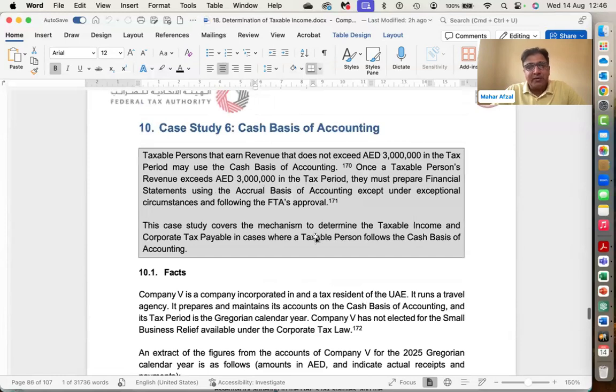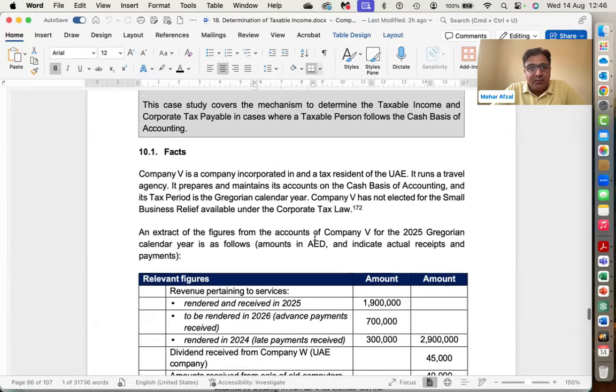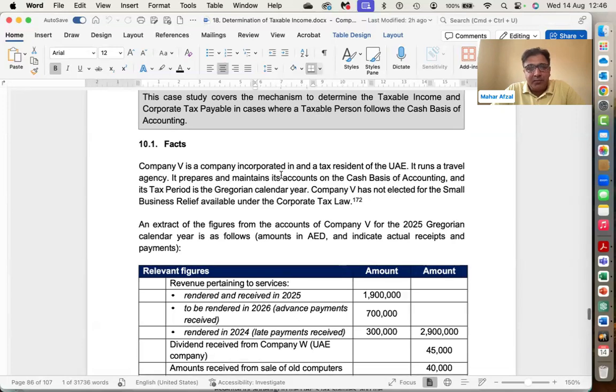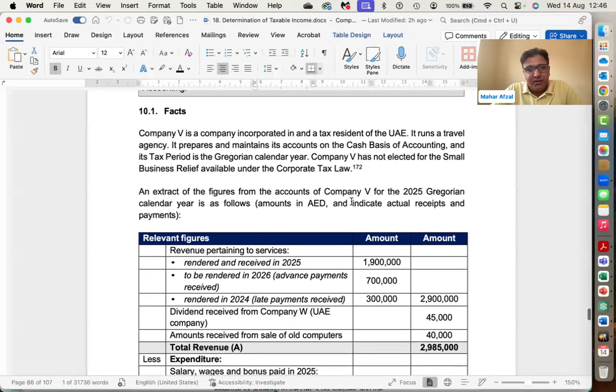Cash basis of accounting. We all know this: where the revenue is less than 30 million, we can apply the cash basis of accounting. Once we are applying the cash basis of accounting, all my income and expenses will be subject to tax, or will be allowable, only upon the payment of cash. So in this example, they have given this company V, which has not elected for the small business relief.